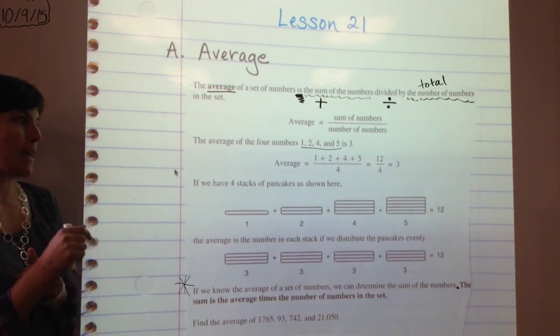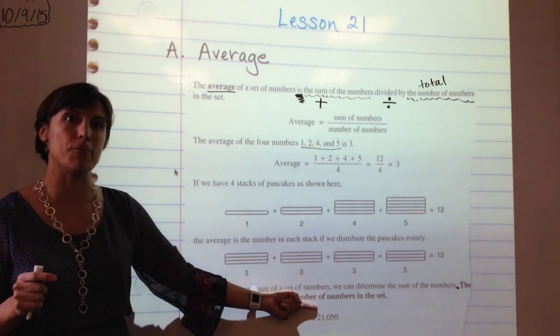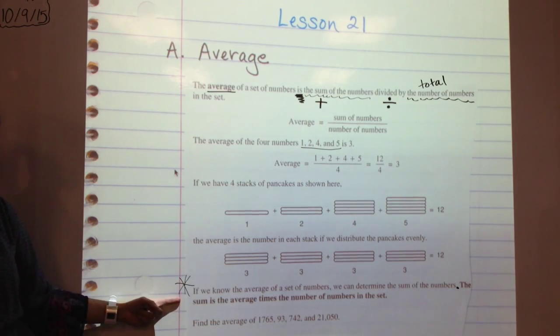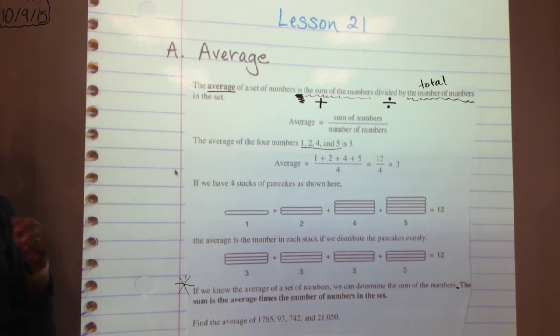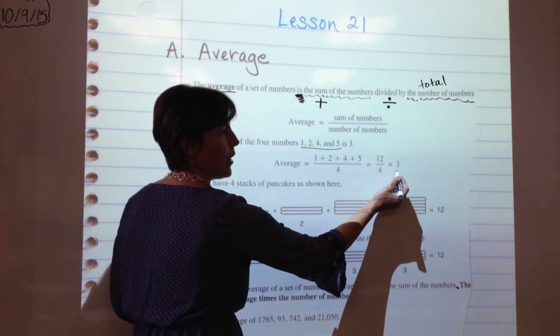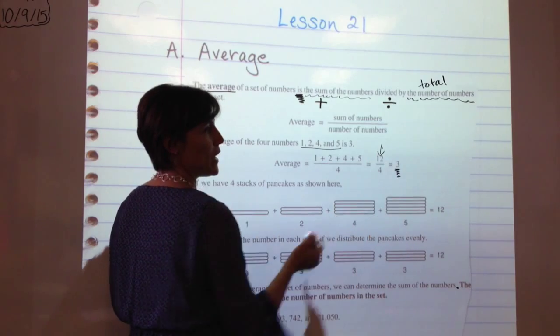All right, so how are we going to make it different this year since we already know this kind of? We've already been practicing this the last couple of years of your math life, your math career. What can we do differently? If we know the average of a set of numbers, we can determine the sum of the numbers. Interesting. If we know the answer here, and someone gave us the answer, could we figure out what this is?